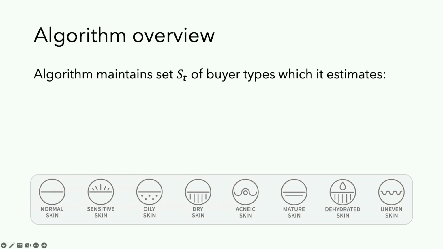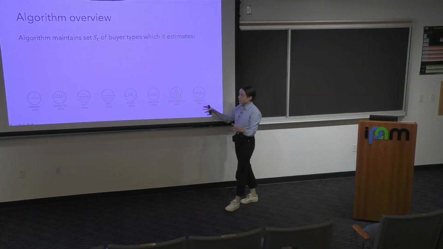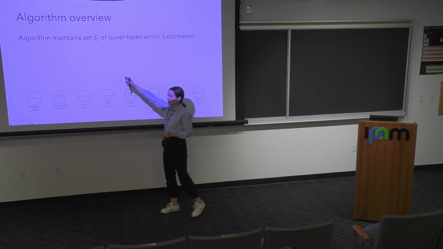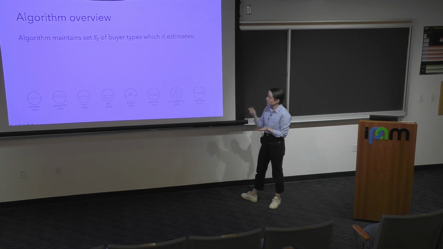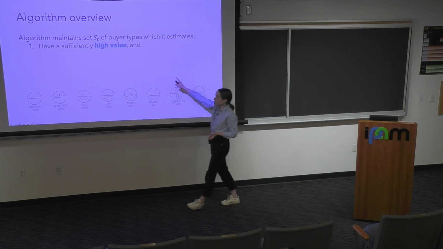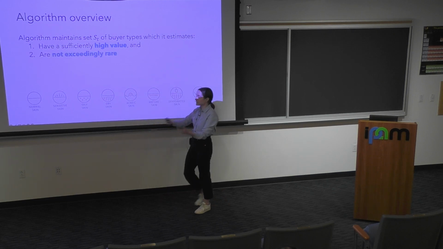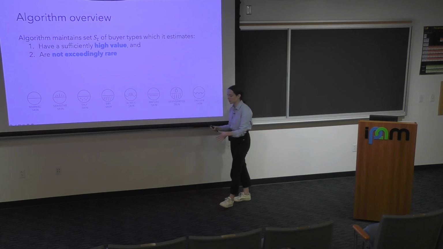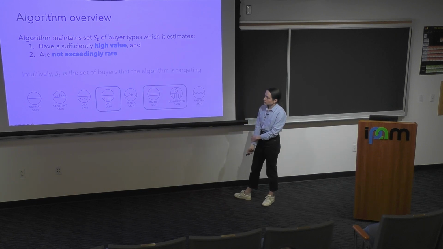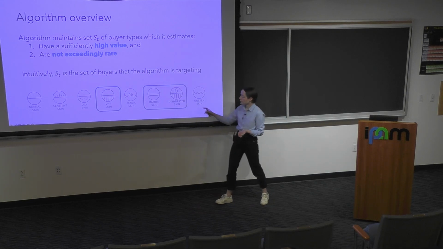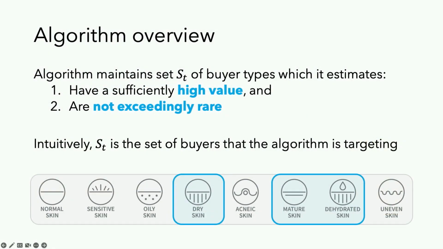Okay, I'm going to start with an overview. There's two phases of our algorithm. At a high level, our algorithm is going to maintain at each step t a set S_t of buyer types which it estimates. First of all, these buyer types have a sufficiently high value, so it's worth targeting them. And they're not exceedingly rare, so I don't have to set super low prices just to win them over. So intuitively, S_t is a set of buyers that the algorithm is targeting. So maybe over time, it decides it's going to target people with dry skin, mature skin, dehydrated skin, for example.